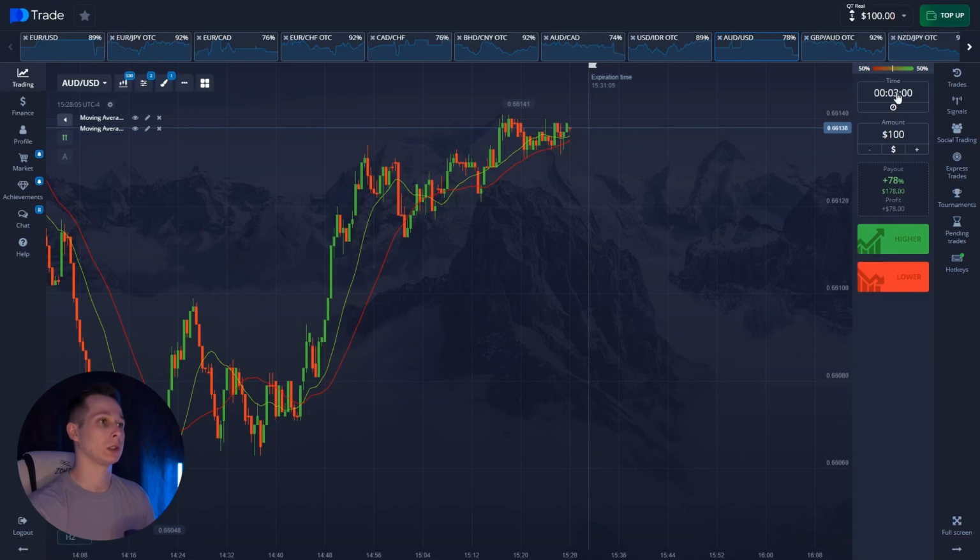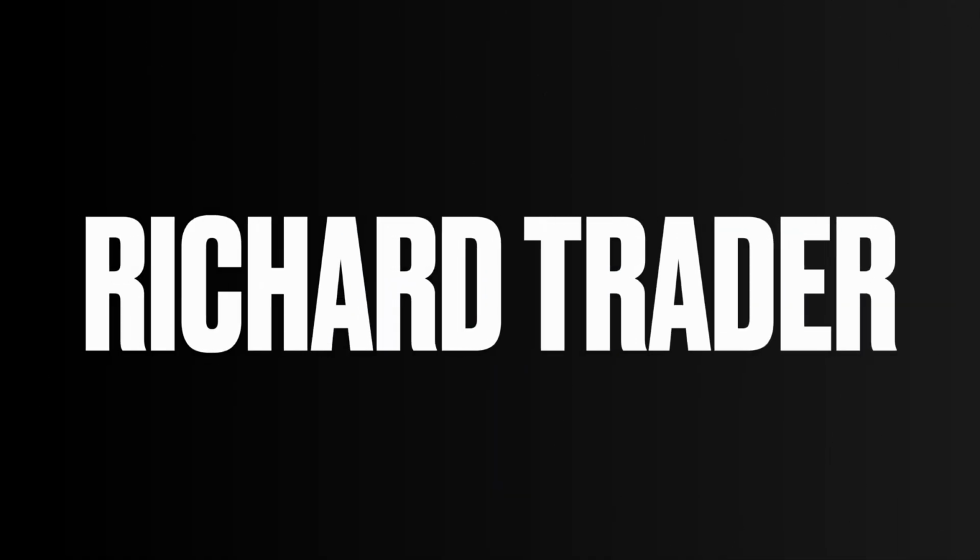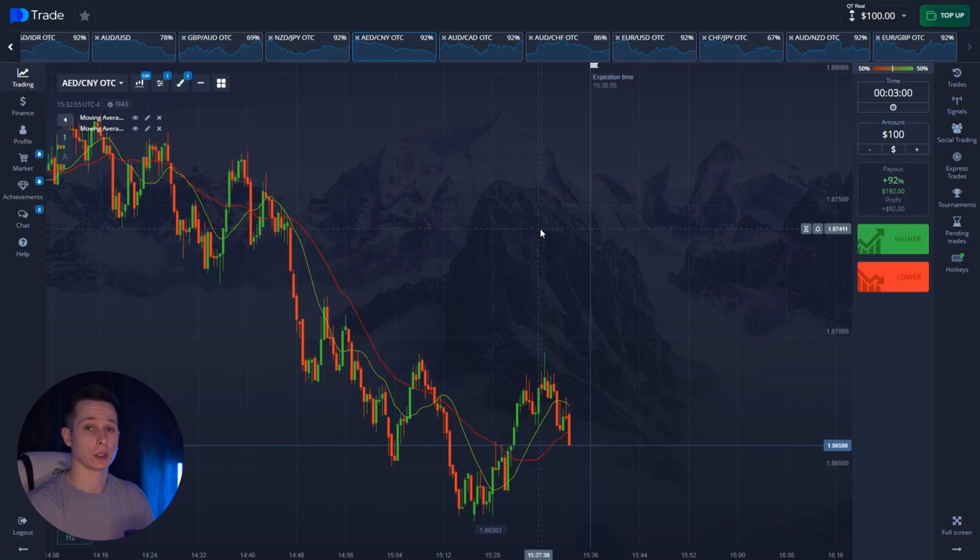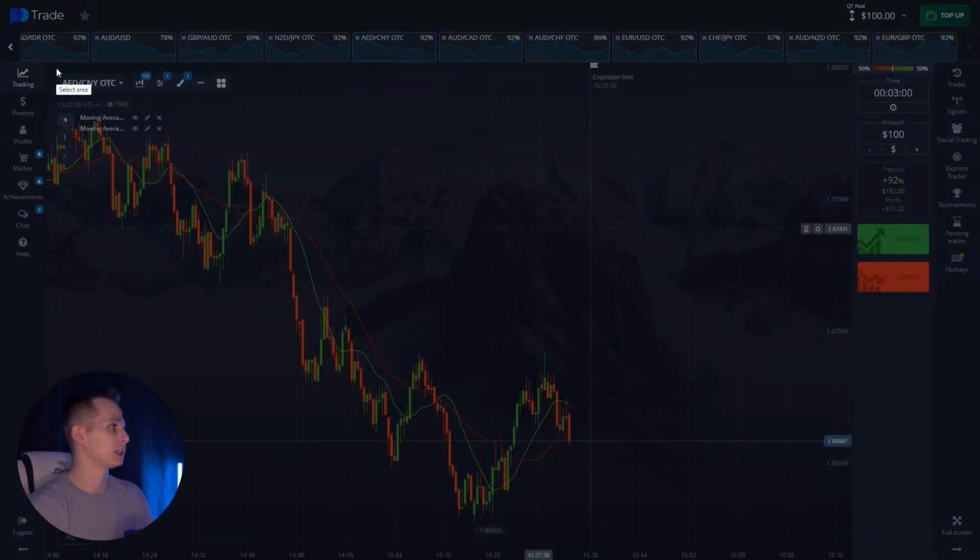The expiry for this strategy is 3 minutes. The trade amount is $100. Now I will find the first pair and open a trade. So friends, let's figure out this currency pair. Let's start by conducting a thorough technical analysis of this asset.